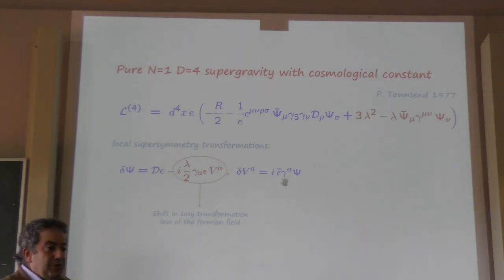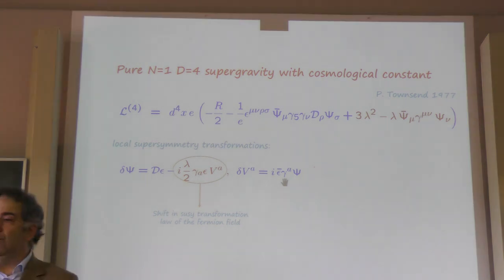This is an additional term you need to add to the supersymmetry variation of the gravitino field. Why is this example useful to us? Because this is a kind of prototype of a gauge supergravity. It's not a gauge supergravity because there's no internal gauge symmetry. However, you see from here some features that we will encounter when dealing with the gauge supergravities.